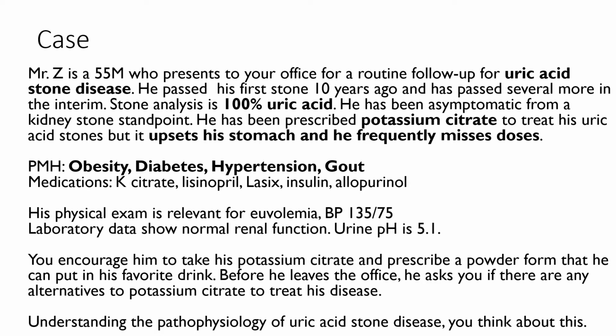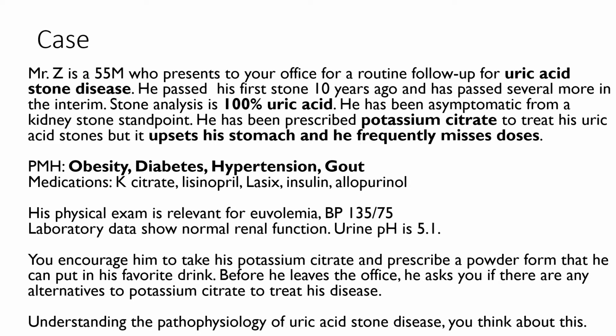All right, so let's start with a case that sets the stage for the nephrologic issue we're going to be dealing with, and will be the segue to building our trial. This is a gentleman who presents to your office for routine follow-up for uric acid stone disease. He passed his first stone 10 years ago and has passed several more in the interim. His stone analysis is 100% uric acid. He's been asymptomatic from a kidney stone standpoint. He's been prescribed potassium citrate to treat his uric acid stones, but he says it upsets his stomach and he frequently misses doses. This is a common complaint with use of potassium citrate.